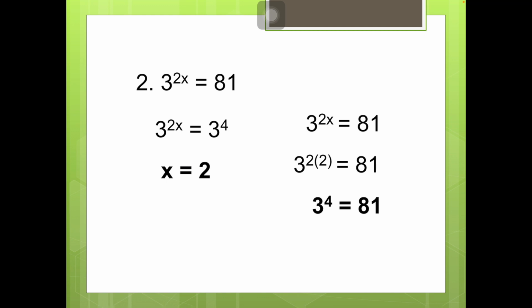For the checking, just substitute 2 to the variable x. In the equation, 3 raised to 2x is equal to 81. Next, 3 raised to 2 times positive 2 is equal to 81. Multiply 2 by positive 2 is 4. 3 raised to 4 is equal to 81.